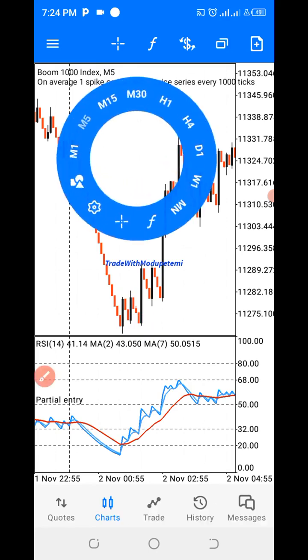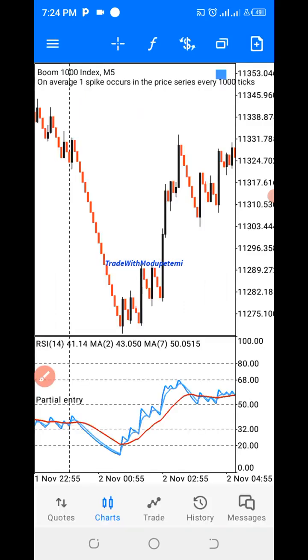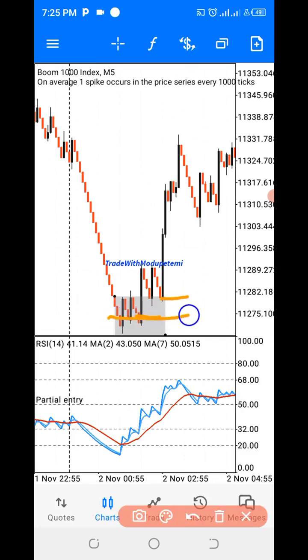Let me use my rectangle. So this is the area that I want to put into consideration. Then I'll go to my lower time frame, which is my 1 minute time frame. If you actually look at now, this is the rectangle, and this is my midpoint. So I'm going to drop a horizontal line at this midpoint here.